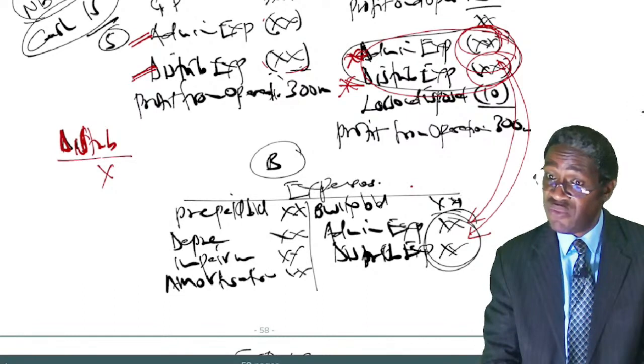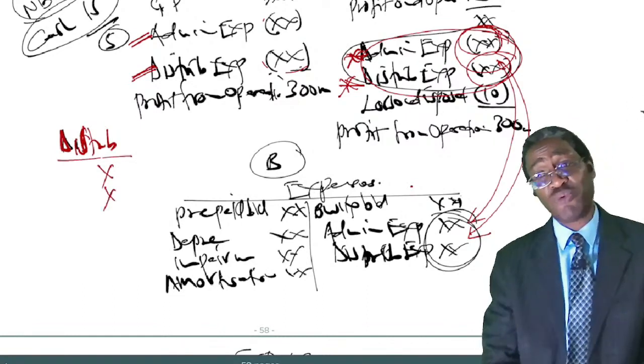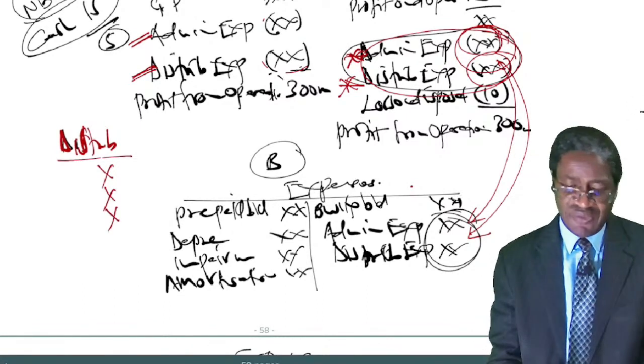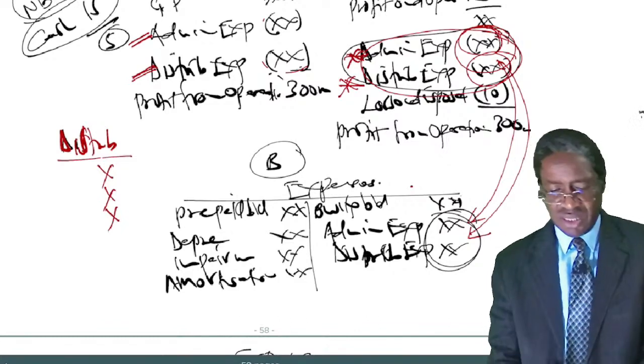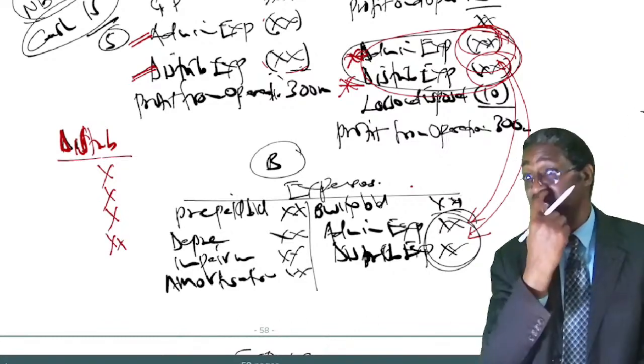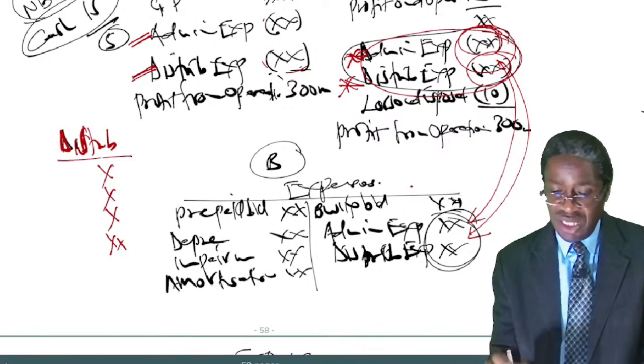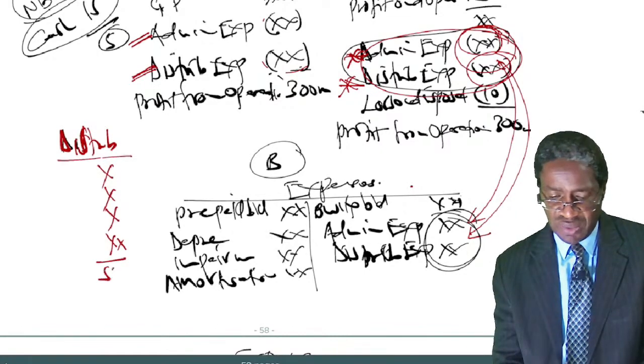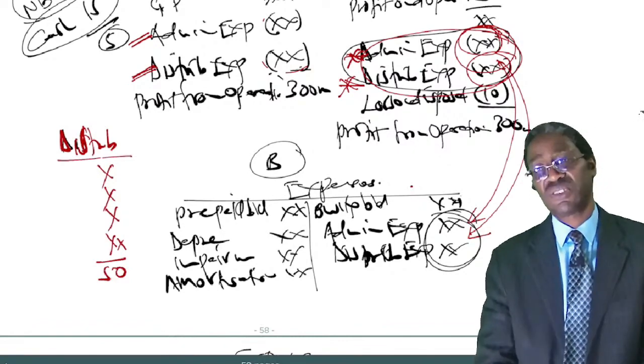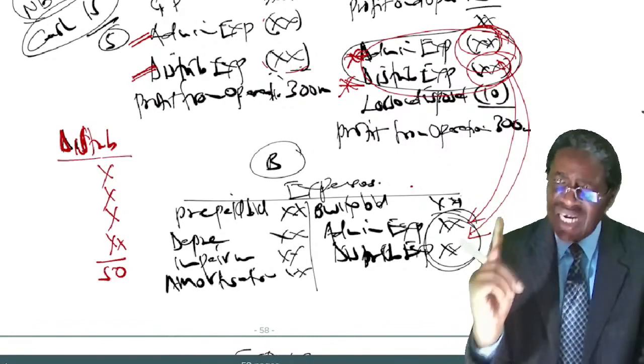Depreciation of delivery van, provision for bad debts, advertising, salesman's salary, and many others. Listen, when he did that, he got the net total there. Let's assume 50.